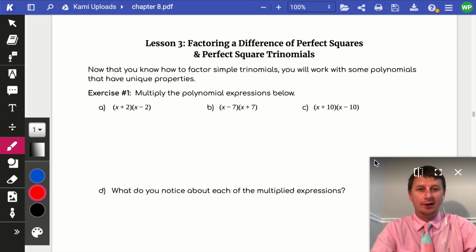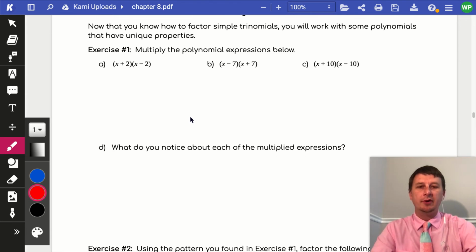Algebra 1. And in this lesson, we're going to look at lesson number 3, which is factoring a difference of perfect squares and also perfect square trinomials. So, now that you know how to factor simple trinomials, you're going to work with some polynomials that have unique properties. And in exercise number 1, what we want to do is multiply the polynomial expressions below.